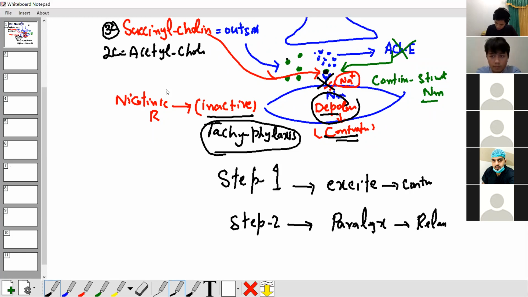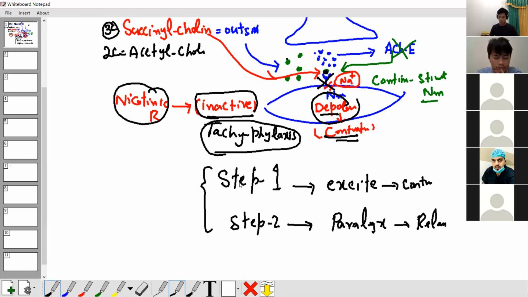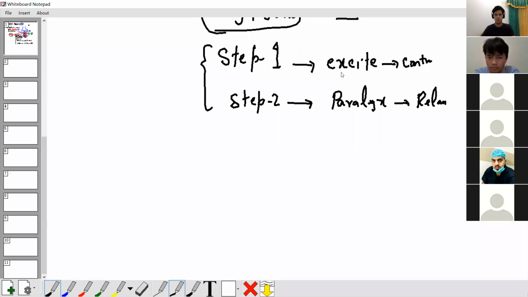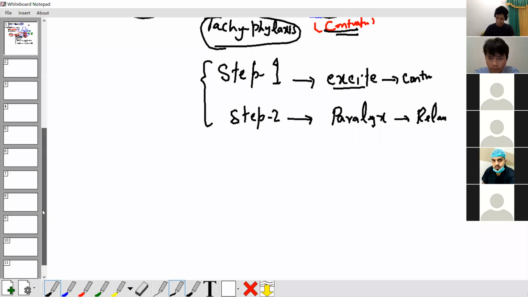Why? Because succinylcholine continuously stimulates the nicotinic receptor. The nicotinic receptor undergoes inactivation, tachyphylaxis, so no more response. So this drug works in two steps. First excite the muscle, then paralyze the muscle. So this drug now has very limited use.